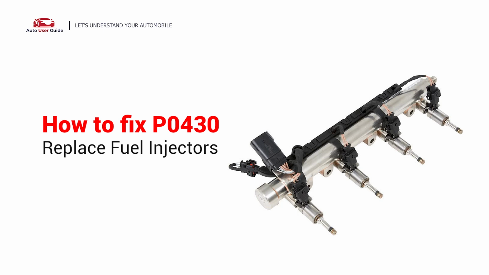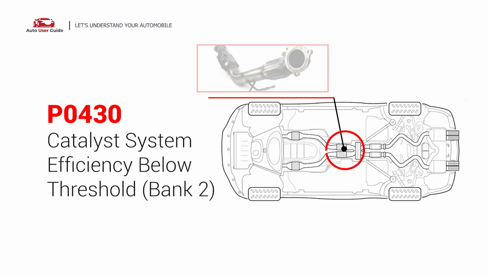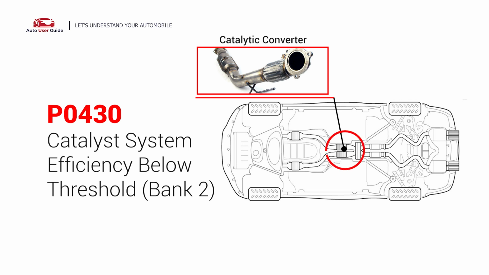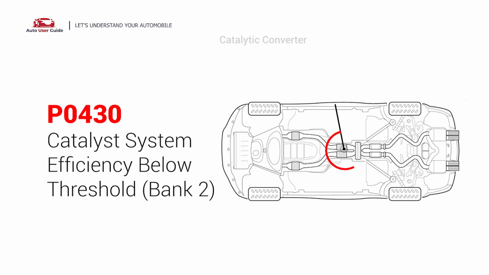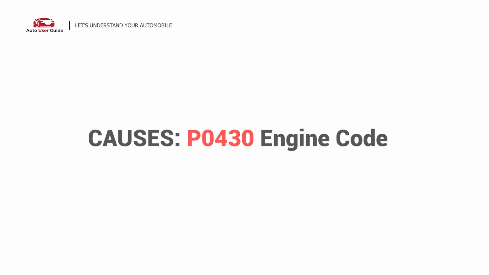By replacing the fuel injectors, you can easily resolve the P0430 error code on your own. It means your catalyst system efficiency is below the threshold near engine bank 2, which indicates that the catalytic converter is not functioning efficiently, so the vehicle is increasing the output of harmful pollutants. So, what causes this imbalance? Here are the most common culprits.